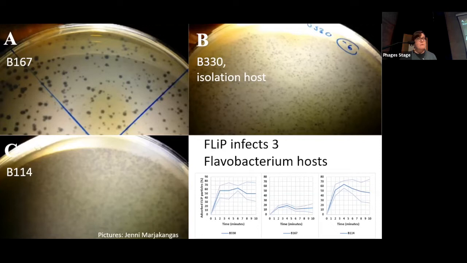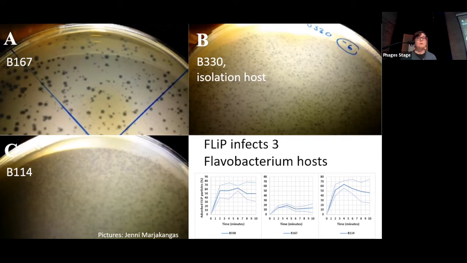So first of all, what we've learned is that flip doesn't really infect flavobacteria in liquid culture, so we can't propagate it efficiently using liquid. That's why we usually use plate lysates to propagate the phage. And this is probably because flip might use part of the gliding motility system as a receptor.